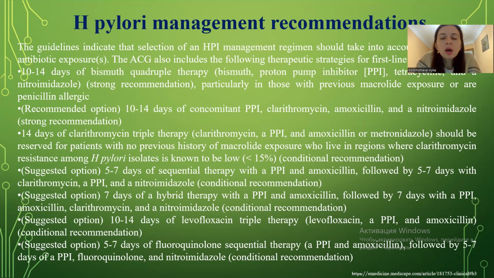Recommended option: 14 days of concomitant PPI, clarithromycin, amoxicillin, and nitroimidazole. Strong recommendation. 14 days of clarithromycin triple therapy, clarithromycin, PPI, and amoxicillin or metronidazole, should be reserved for patients with no previous history of macrolide exposure who live in regions where clarithromycin resistance among Helicobacter pylori isolates is known to be low. Conditional recommendation.